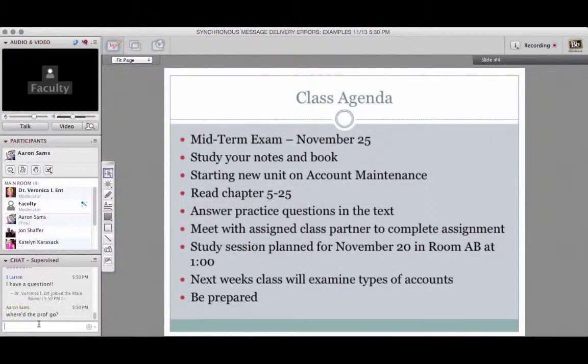Hello class, we are here again for another session. So let's first start out with our class agenda. Midterm exam, November 25th. Study your notes and book. Starting new unit on account maintenance. Read chapter 5 through 25.